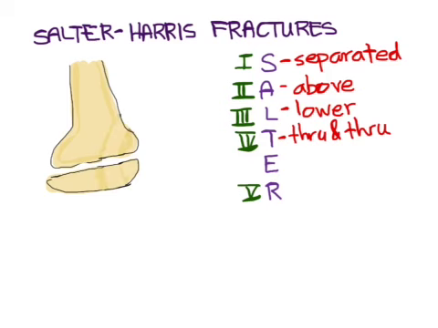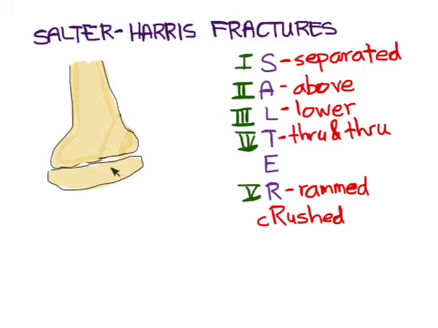And finally, the type 5 fracture, that R stands for either rammed, as this epiphysis is going to be rammed into the other one, or the way I learned it, it stands for crushed because the growth plate is going to be crushed. So you can see here that this epiphysis got rammed into that piece, and there's really very little space in there.